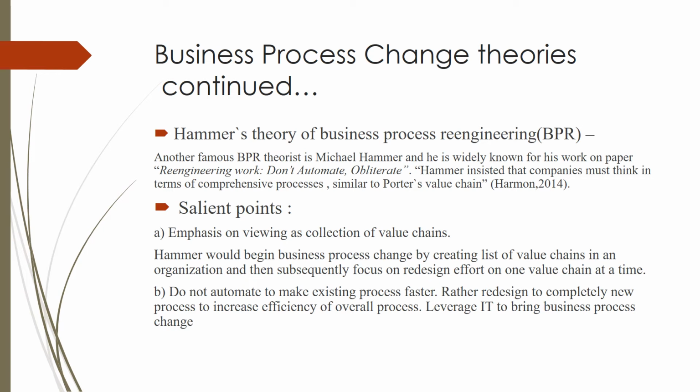Hammer also argued that previous generation managers leveraged IT for automation to simply improve the efficiency of departmental functions without redesigning them. Michael Hammer conveyed this argument in his paper on reengineering work, Don't Automate, Obliterate. IT could drive the change to redesign a completely new process rather than make an existing process faster.